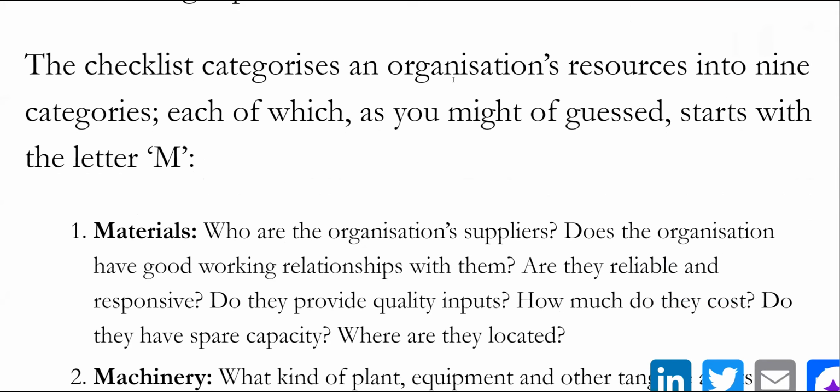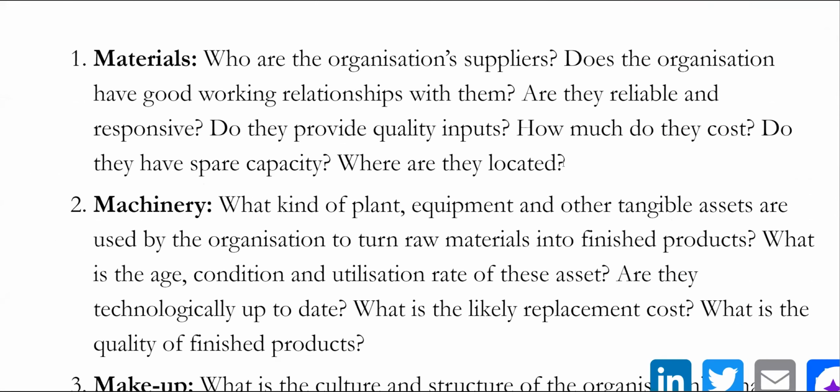The checklist categorizes an organization's resources into 9 categories, each of which, as you might have guessed, starts with the letter M. So we are saying that you can do a resource audit to see the nature of your resources, right? So we can look at materials.